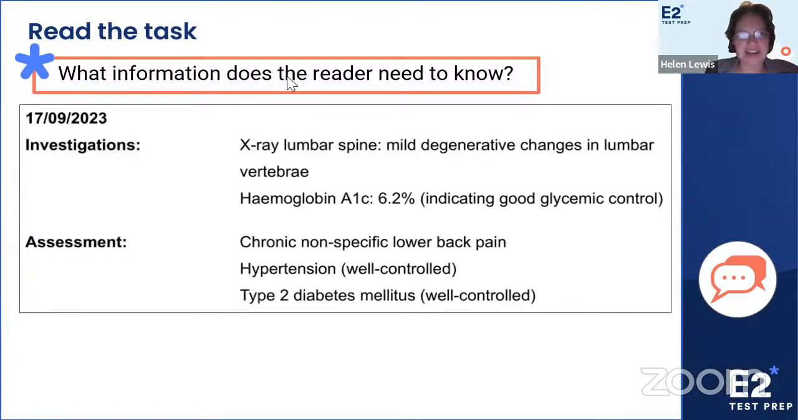Okay, people are saying in chat. Magdiza said the X-ray results. Yes.